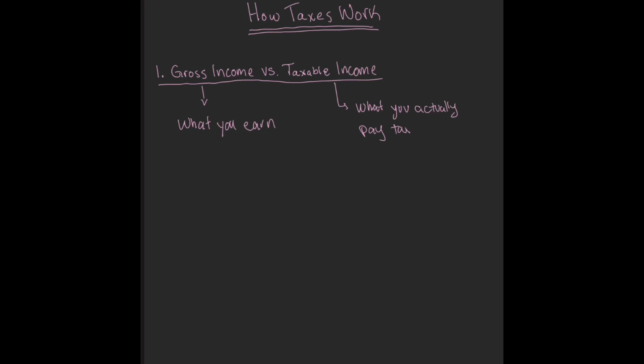So these two numbers should pretty much always be different, and taxable income should always be lower than your gross income. So for a brief example, let's say that our gross income is $60,000. And this is that number on that employment contract. You will earn $60,000 a year. That's obviously not how much money we take home. So what is our taxable income then? How do we get from that $60,000 of gross income to our taxable income?